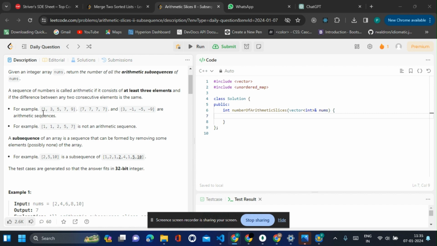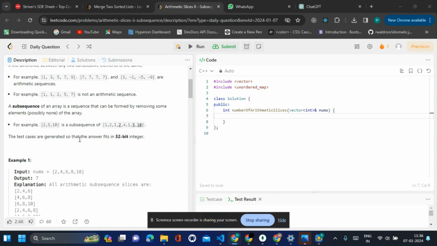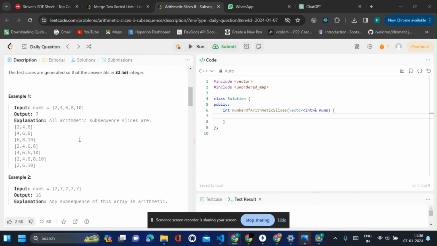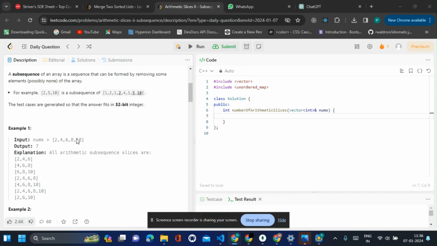For example, 1, 3, 5, 7, 9 is an arithmetic sequence because 3 minus 1 is 2, the common difference is 2, and the size is at least 3. Now, first of all, we will try to understand the question. What exactly is this question asking us?